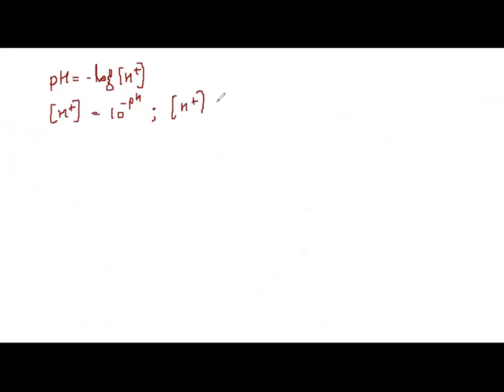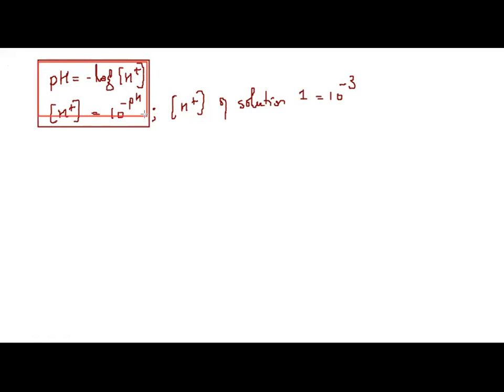H plus ion concentration of solution 1, if you say pH is 3, means what? It is 10 raised to minus 3. Understanding? Please remember this format. pH means it is H plus ion concentration. H plus ion concentration means it is 10 raised to minus pH. Getting my point? Therefore, for solution 1, pH is 3, that means H plus ion concentration is 10 raised to minus 3.